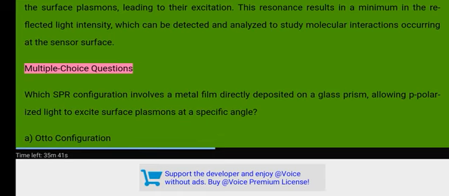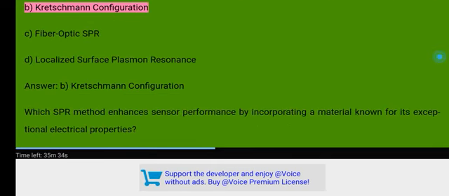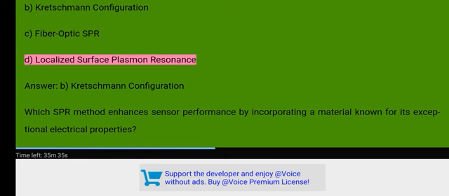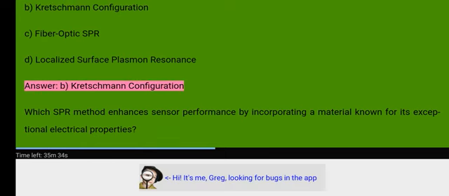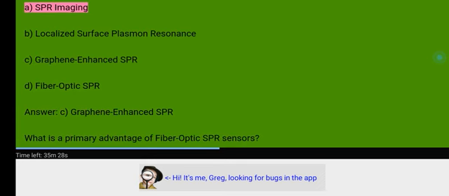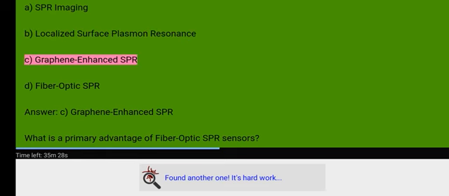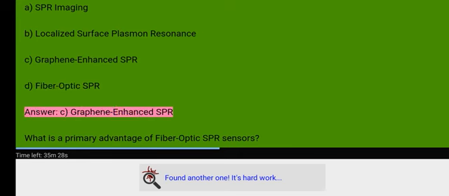Multiple choice questions. Which SPR configuration involves a metal film directly deposited on a glass prism, allowing P-polarized light to excite surface plasmons at a specific angle? A. Otto configuration. B. Kretschmann configuration. C. Fiber optic SPR. D. Localized surface plasmon resonance. Answer. B. Kretschmann configuration. Which SPR method enhances sensor performance by incorporating a material known for its exceptional electrical properties? A. SPR imaging. B. Localized surface plasmon resonance. C. Graphene enhanced SPR. D. Fiber optic SPR. Answer. C. Graphene enhanced SPR.